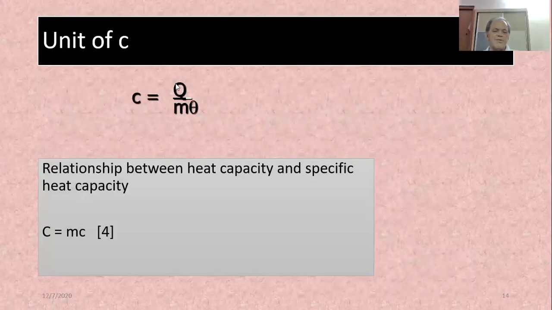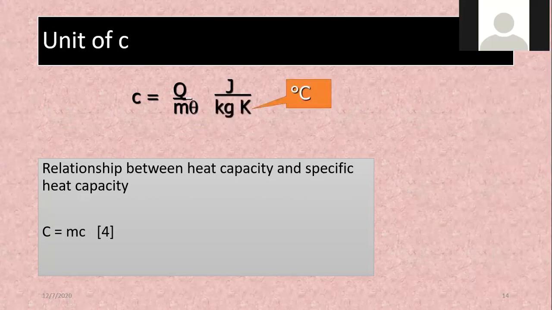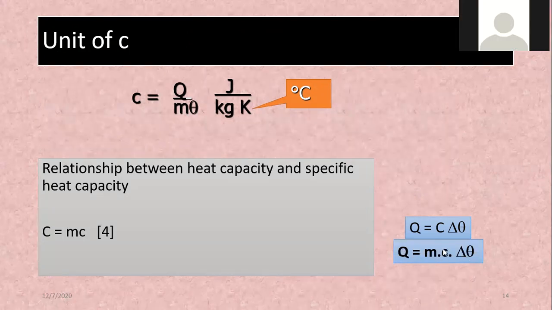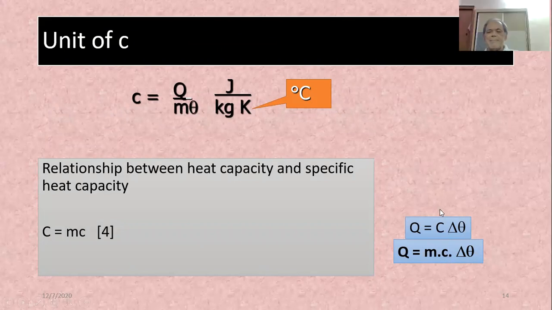For the units, we just write the formula down. Q is joule, m is kilogram, theta is Kelvin or degree Celsius. Then Q equals C, the heat capacity, times delta theta. And Q is also equal to mc delta theta. Remember the small c is the specific heat capacity, capital C is the heat capacity. So we can see the relationship there: capital C equals mc. This is number 4 in your book.